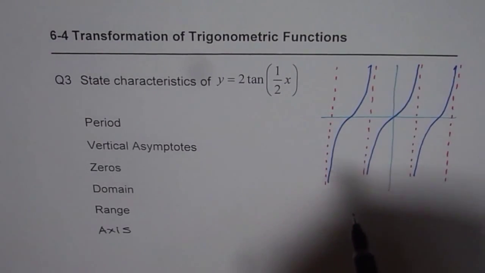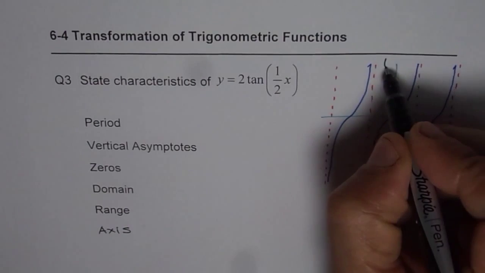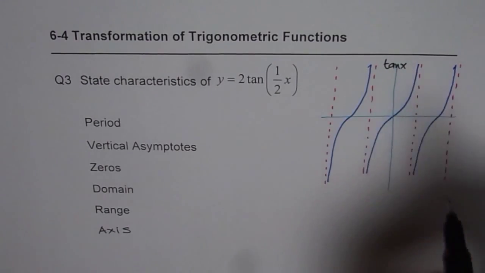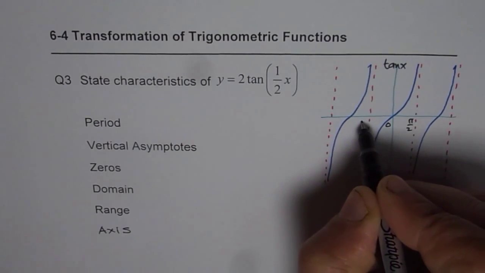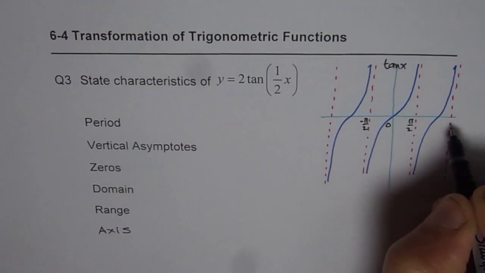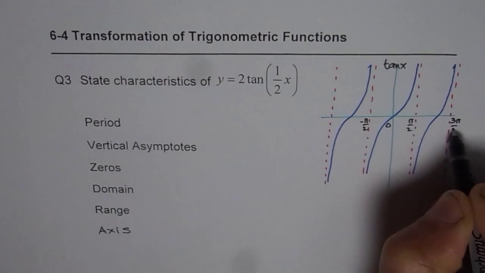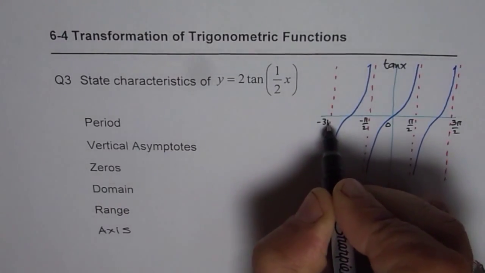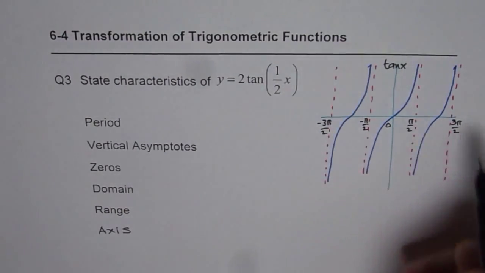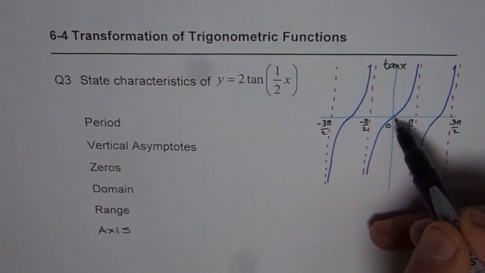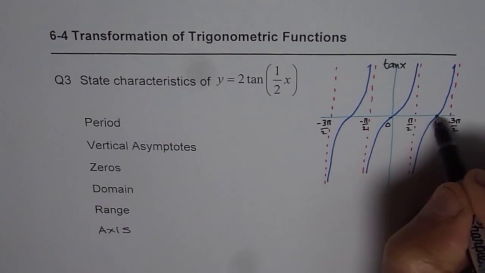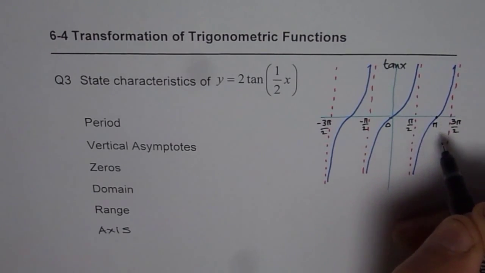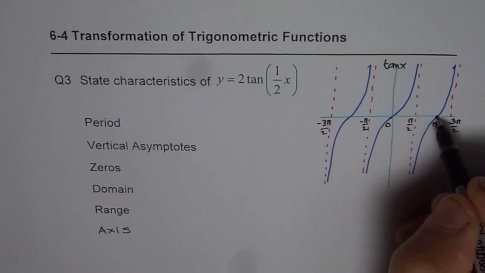So this is a function. Let me write here tan x, where this is 0. These are pi by 2. Asymptotes are pi by 2 and minus pi by 2, or 3 pi by 2, minus 3 pi by 2. So as you can see, if you start from 0, for example, then the function actually is 0, and the next 0 comes at pi. So it repeats after every pi.